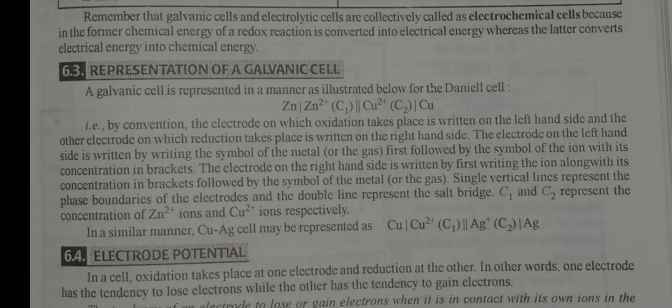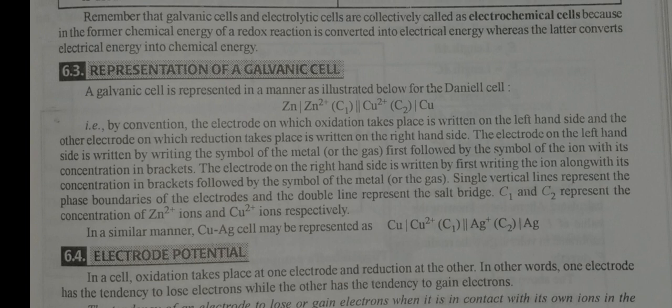Representation of a galvanic cell. A galvanic cell is represented in the manner illustrated below for the Daniell cell. Zinc is in contact with zinc ions, having a salt bridge in between, where the copper ions are in contact with copper. By convention, the electrode on which oxidation takes place is written on the left hand side and the other electrode on which reduction takes place is written on the right hand side. The electrode on the left hand side is written by writing the symbol of the metal first, followed by the symbol of the ion with its concentration in brackets.